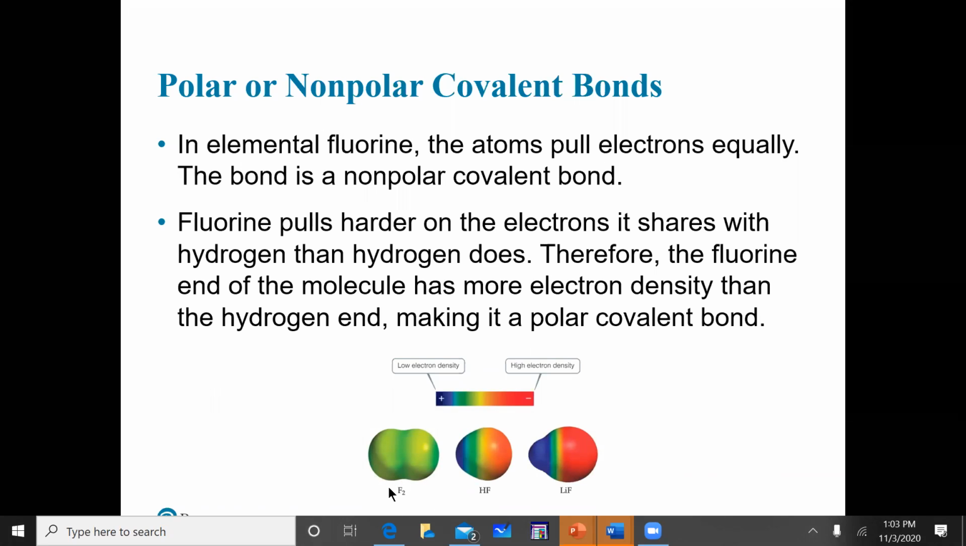So here they have F2. So fluorine and fluorine share the electrons equally. H and F, the electrons are going to stay more on the F side than the H side because F is a little bit greedier for the electrons. And something like LiF, this is a metal and a non-metal. Lithium's electronegativity is so low that it doesn't really have any desire for the electrons. In this case, it just transfers the electrons all the way over to fluorine.